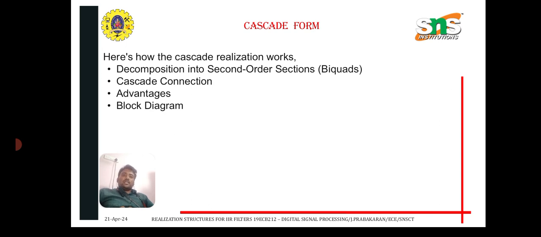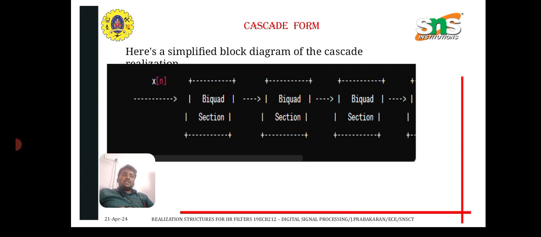And block diagram. The block diagram of the cascade realization consists of multiple biquad sections connected in series. Each biquad section implements a second order IIR filter. Here is a simplified block diagram of the cascade realization. In this diagram, x of n is the input signal, y of n is the output signal, and biquad section represents a second order IIR filter stage.